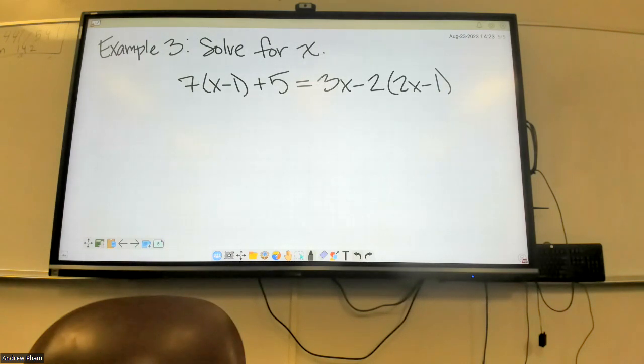One thing I'll warn y'all about is be careful whenever you're distributing that -2. Make sure you're distributing a -2 and not a +2 on the right side.